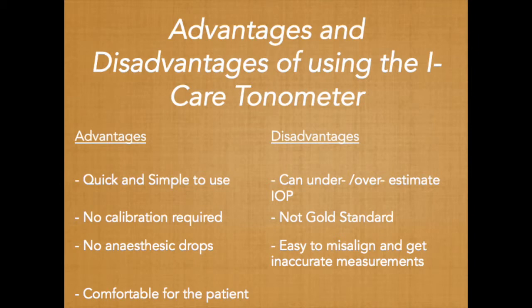Here are some of the advantages and disadvantages of using the I-CARE tonometer. Some of the advantages include the fact that it's quick and easy to use, no calibration is required prior to use, no anesthetic drops are needed, and is quite comfortable for the patient. Some of the disadvantages include the fact that the I-CARE tonometer can under or overestimate the intraocular pressure. It is not the gold standard Goldman applanation tonometry, and it is quite easy to misalign, as you'll see in the common errors in the next slide.